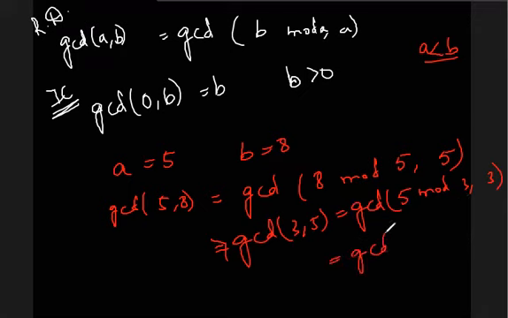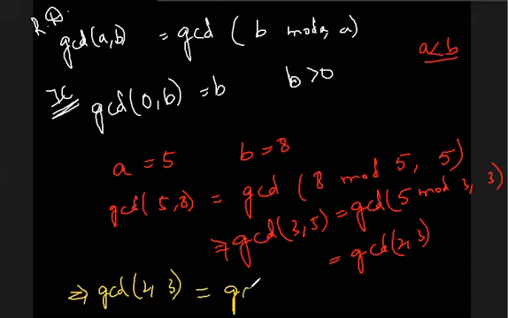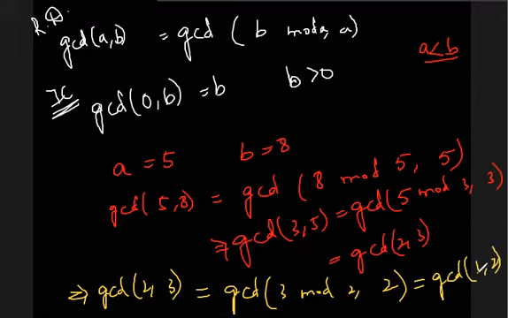So over here we get GCD of 2 comma 3. Now for GCD of 2 comma 3, I'll write it over here. GCD of 2 comma 3 will give you the GCD of 3 mod 2 comma, we have to write 2 over here. Okay, so 3 mod 2 will give you 1. So this results in GCD of 1 comma 2.